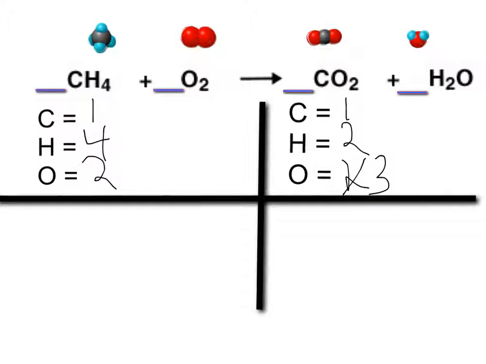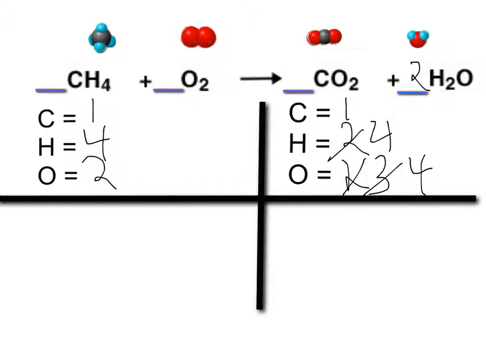Your carbons are already balanced out, but your hydrogen and oxygen are not. So in order to do that, all we have to do is add a 2 in front of the H2O on the right side, which will give us a 4. Then you also have to change your oxygen to 4, because 2 oxygen plus 2 oxygen equals 4 oxygen.